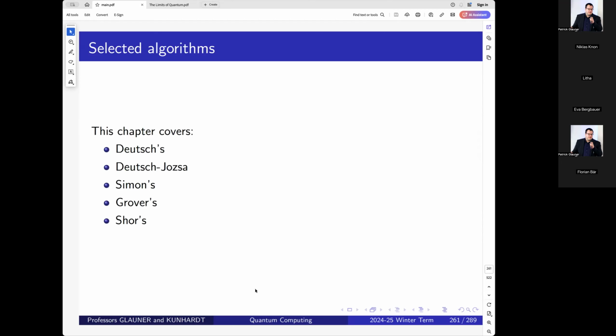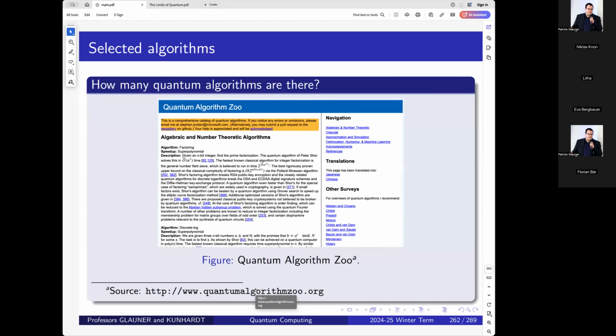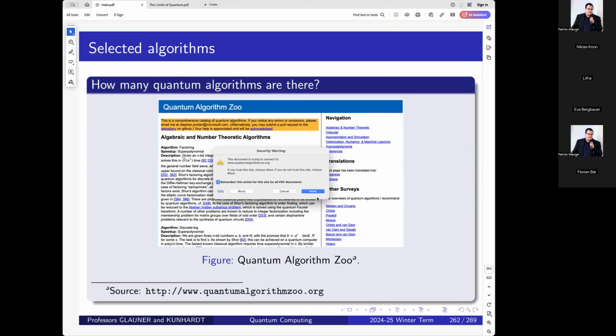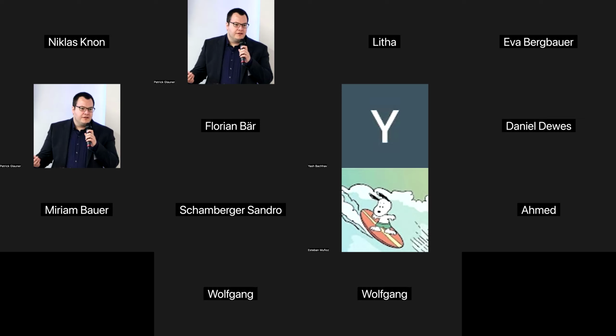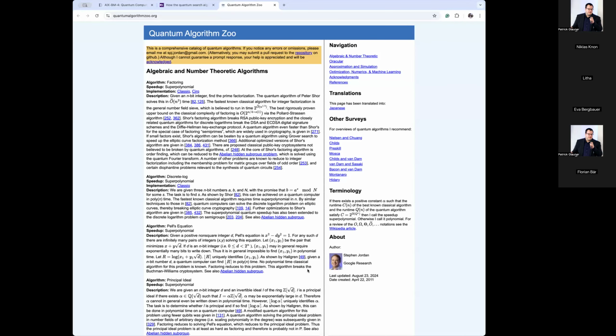But first, we can wonder how many quantum algorithms are there? There's a very interesting website that was also created by Scott Aaronson. So we come across Scott Aaronson's work a few times in this course. And the website is called the Quantum Algorithm Zoo. And I will do another screen share so we can briefly look at it together.